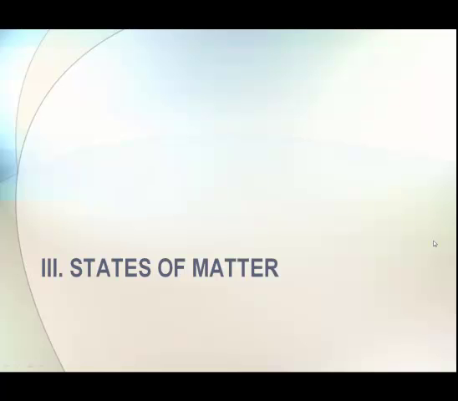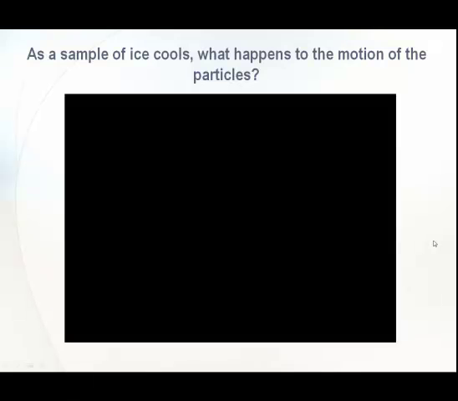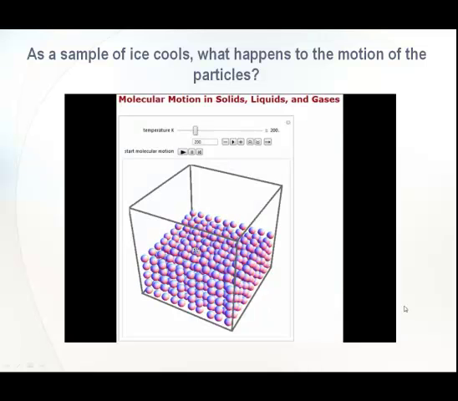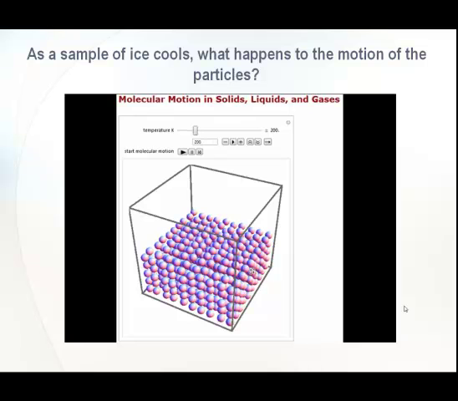The next topic that we discussed was states of matter, and this was a very short unit. First question here asks you what happens to the motion of particles as a sample of ice cools. So here we have a solid, and you can see that the solid is about 200 K right now, and you can see the particles are kind of moving around just a little bit in place.